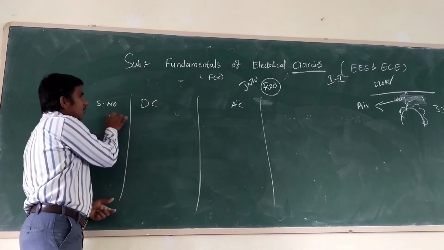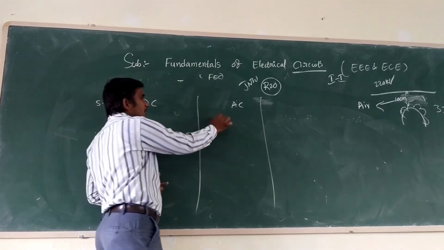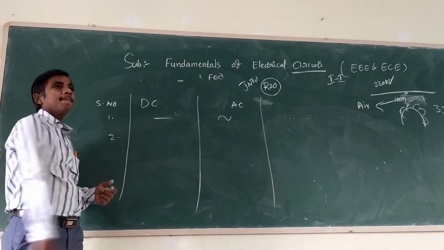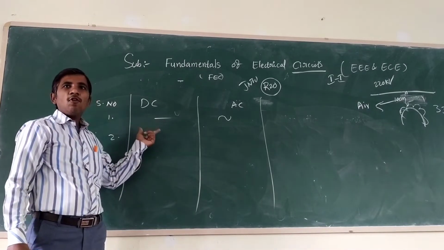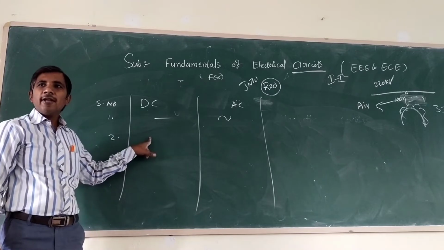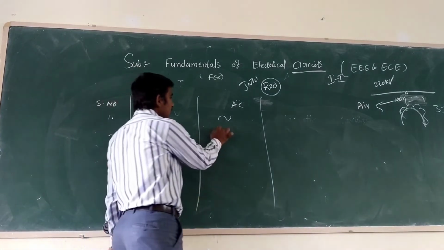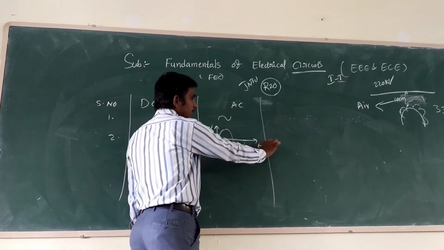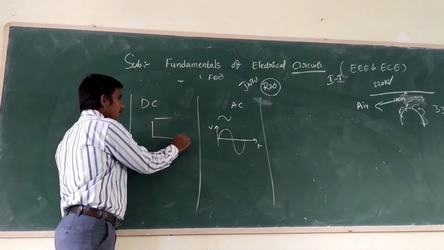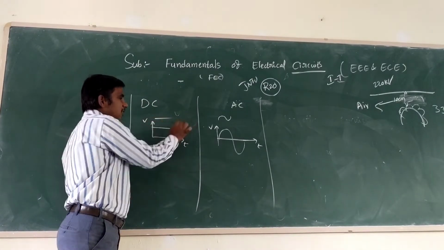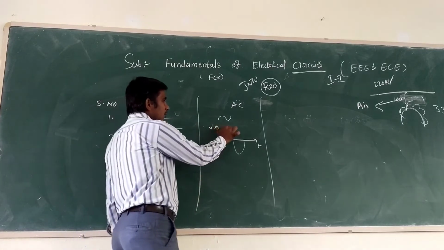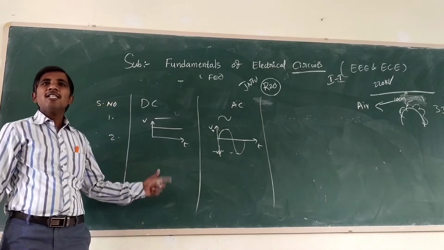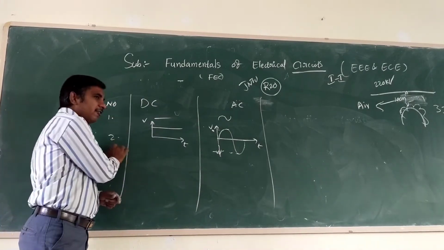Okay. The first point is DC is direct current, AC is alternating current. The second point is the magnitude of the quantity is constant with respect to time for DC, whereas the magnitude of the quantity is varying with respect to time for AC. The magnitude is V and time period is T. Here the magnitude is V again, time period T, but it is constant. Assume that it is 4 volts, minus 4 volts. Okay, comparison between DC versus AC. Next point, what we discussed previously.